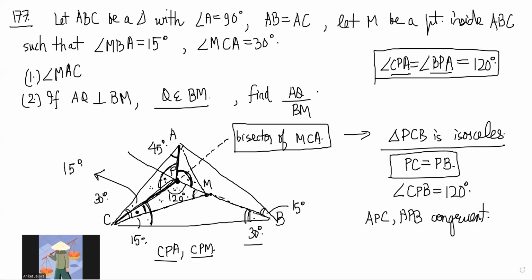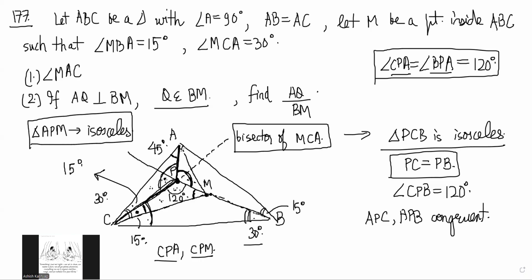So AP is equal to PM, as soon as this came, we know that triangle APM is isosceles. Then angle AMP will be 30. Triangle APM is isosceles because AP is equal to PM because CPA is congruent to CPM. And now this angle is 120, so these are 30, 30. The answer total is 75. So now we needed to find MAC.